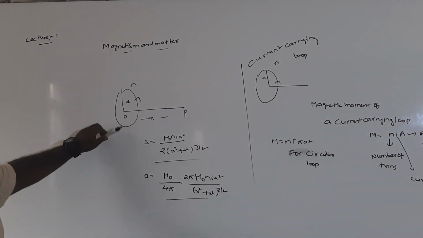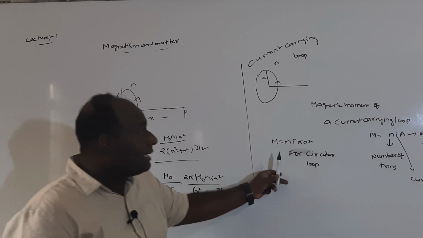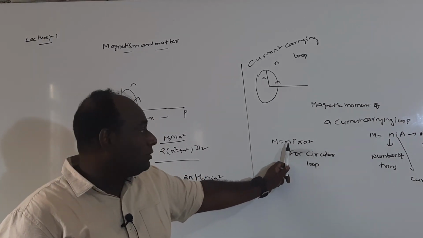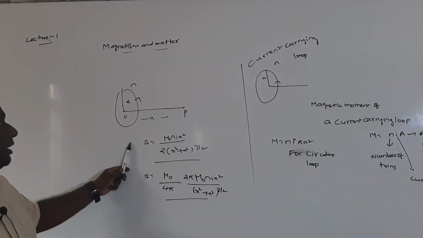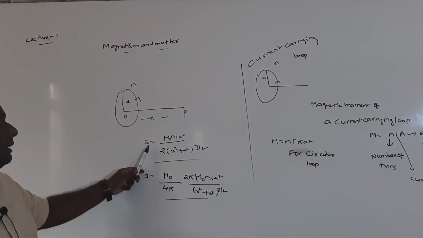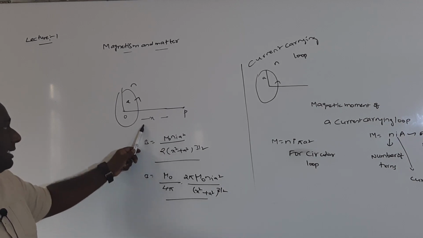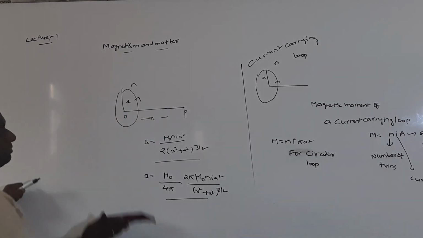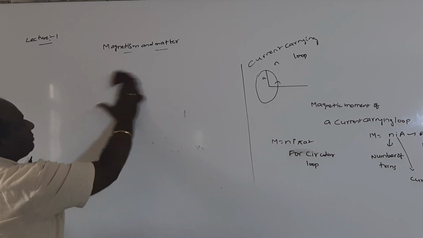To understand the upcoming derivation, we have to understand these two things. The magnetic moment of a current carrying loop is N I A, where A is the area of cross section, so N I pi r square. The magnetic field produced by a circular current carrying loop is B equal to mu naught N I A square by 2 into (x square plus A square) whole power 3 by 2, where x is the distance from the center to the point P and A is the radius of the circular loop. These two formulas we are using now.